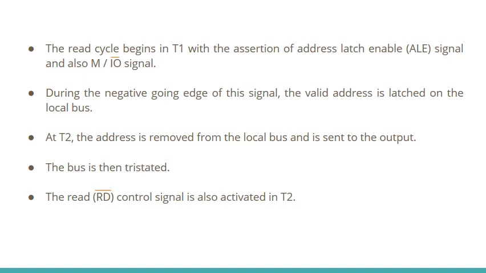After the T2 clock cycle, this valid address, that is the complete 20-bit address, will be removed from the local bus and sent to the output, and the bus will be tri-stated, that is, it will be neither in a 0 nor a 1 state. Then the read signal, the RD bar signal, is also activated during the T2 cycle, which indicates that a read operation has to be performed.